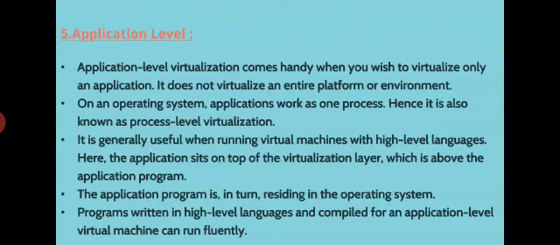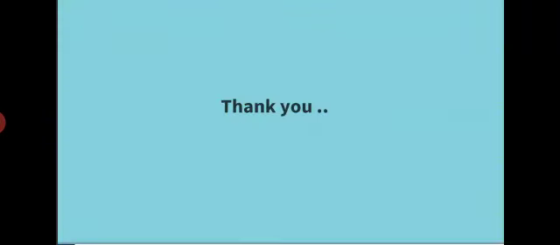Finally, there are 5 implementation levels of virtualization. The first one is ISA, the instruction set architecture level. The second one is the hardware abstraction level, the third one is the operating system level, the fourth one is the library support level, and finally the fifth one is the application layer. These levels of virtualization are a very important concept. Thank you.